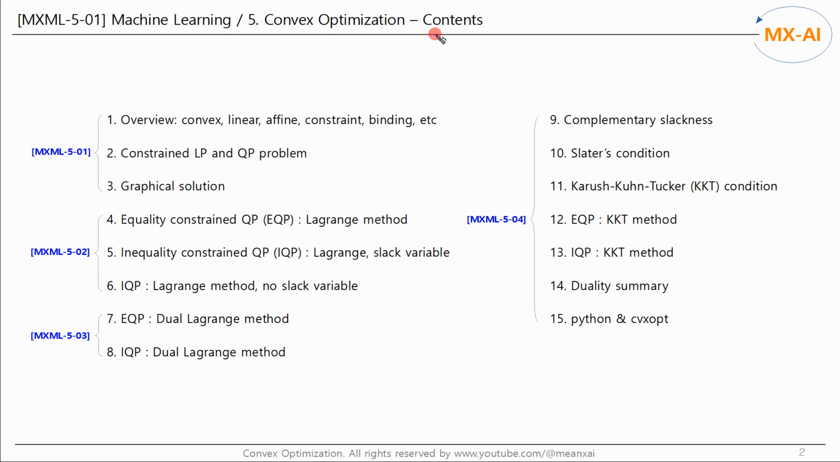Let's take a look at the full table of contents. In the first video, we will look at concepts such as convex, linear, affine, constraint, and binding. We will then look at LP and QP problems with constraints and how to find solutions using graphical methods. In the second video, we will see how to use Lagrangian methods to find a solution to a QP problem with equality and inequality constraints.